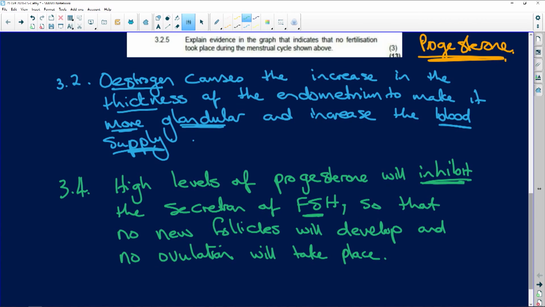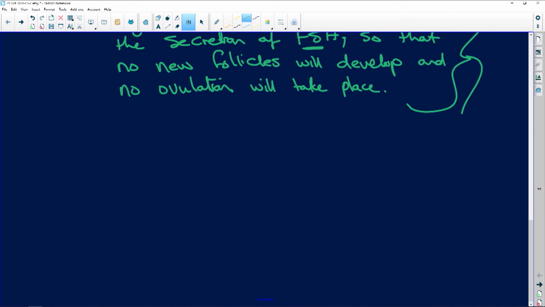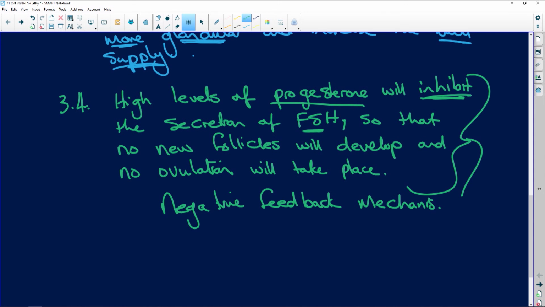So that is why the high progesterone levels, and by the way, this whole story here is a perfect example of a negative feedback mechanism. When you have a high level of progesterone, it inhibits the secretion of follicle stimulating hormone. When the progesterone level decreases, it stops inhibiting follicle stimulating hormone, and more follicle stimulating hormone is released, and we have the whole process happening again. So the menstrual cycle starts all over.